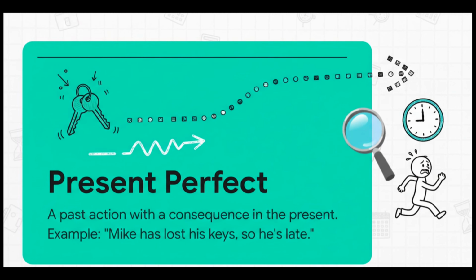For the present perfect, I want you to always think about the result. The result. Mike has lost his keys. Okay, that happened in the past. But who cares? We care because of the consequence in the present. So he's going to be late. That connection, that bridge between a past action and a present result, that's the absolute key to this tense.